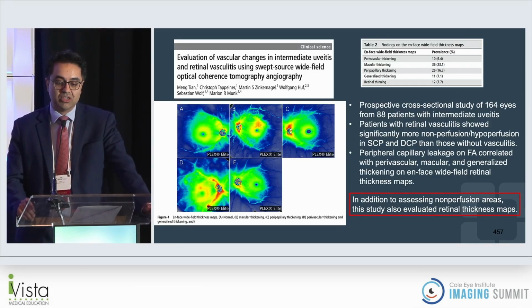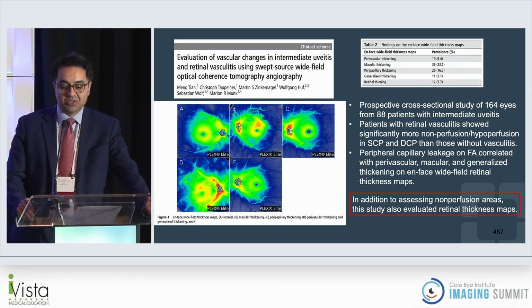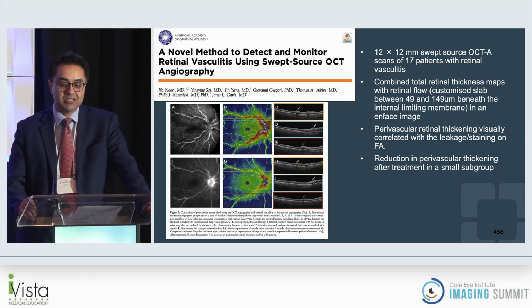This is a paper that looked at overall vascular changes. They did see that there were multiple eyes that had non-perfusion, hyperperfusion, and you saw that in those eyes that were active. And then you see peripheral capillary leakage, and that correlates with perivascular and macular and generalized thickening. But they also looked at the retinal thickness maps and saw that when eyes were active, the retina around the blood vessels was thicker and in multiple areas was thicker.